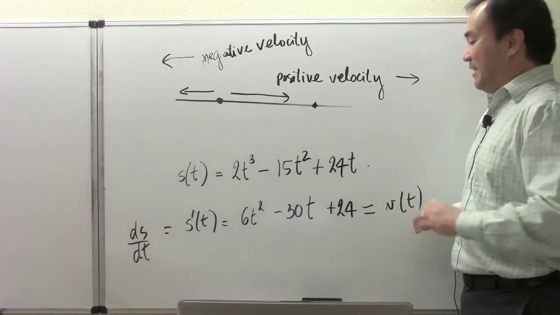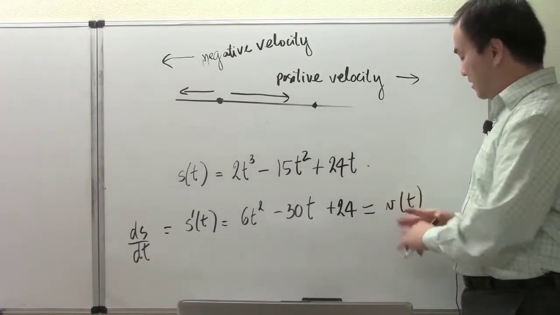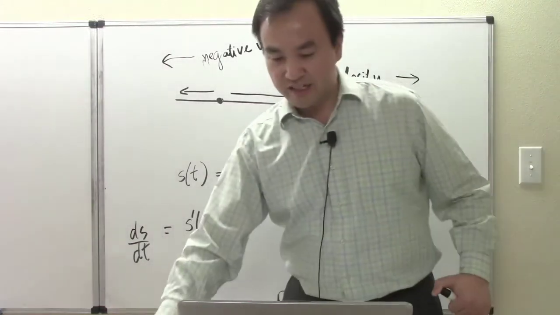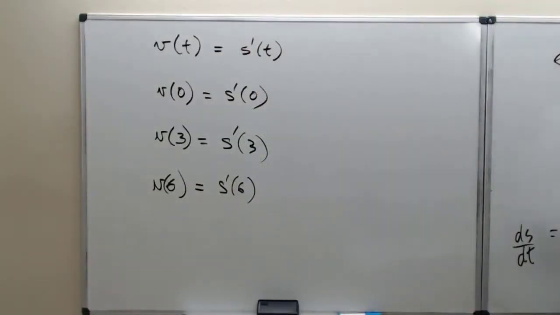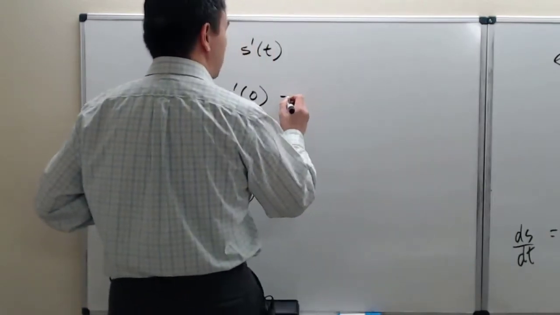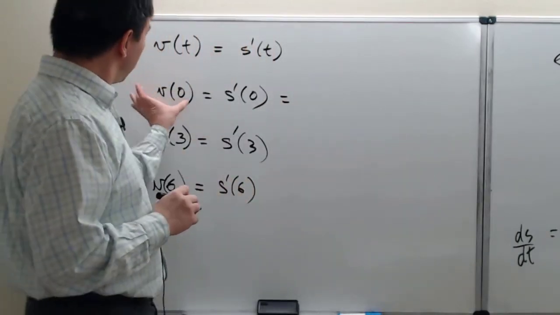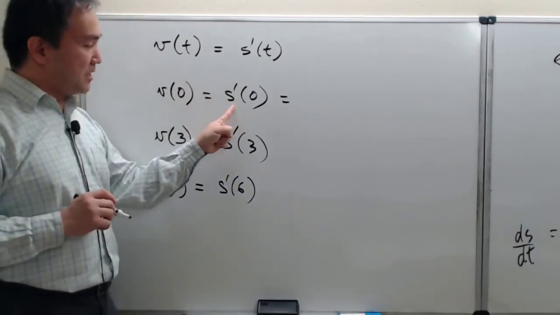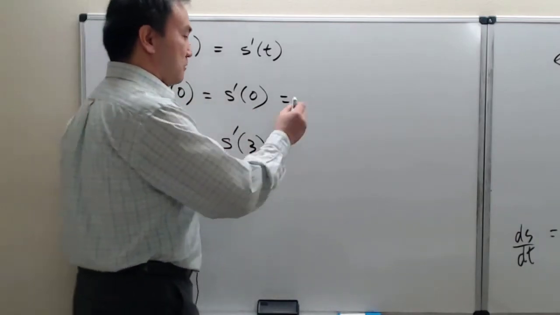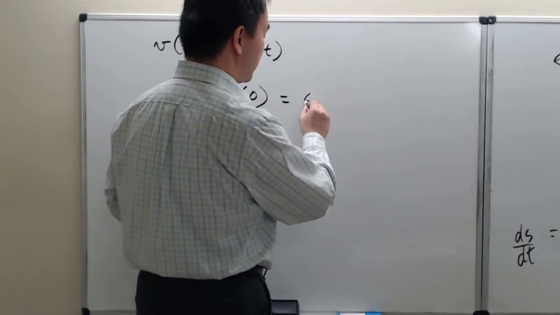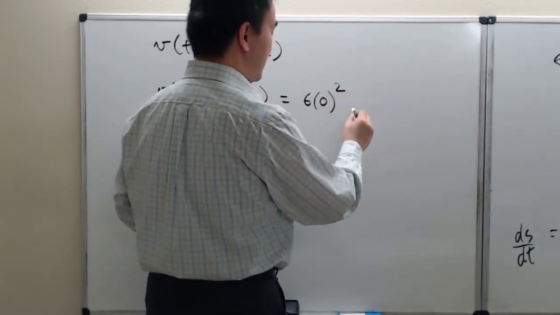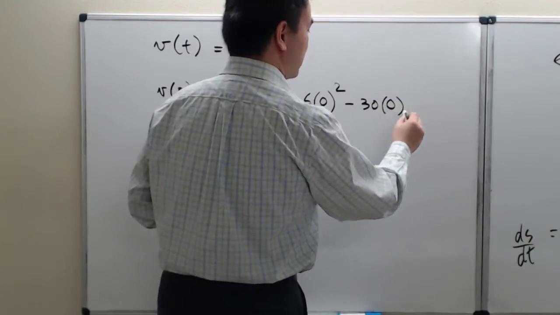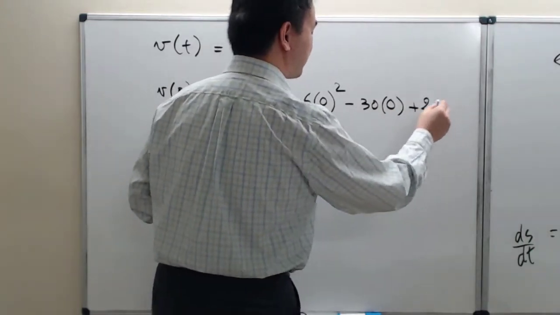Okay. And so now once we've had our velocity function and we have already set for ourselves a good foundation, let's get back to the other board right here to do the actual problem now. So we're looking for v at 0, velocity at time 0. That means s prime at 0. And so now that means 6 times 0 squared minus 30 times 0 plus 24.